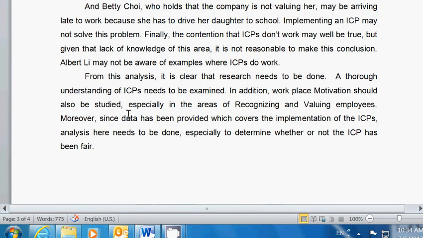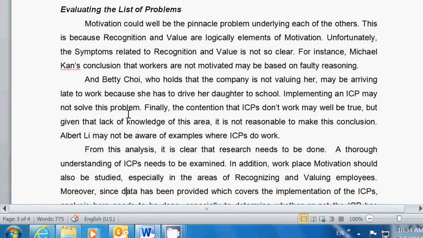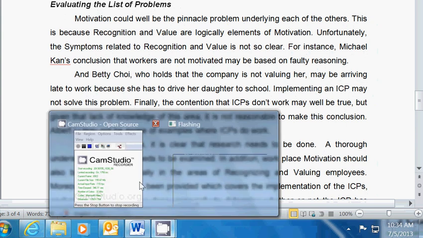So this information, as we can see, summarizes and evaluates the various problems that are going on in the company. And this concludes this recording.